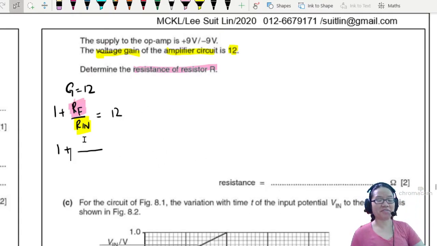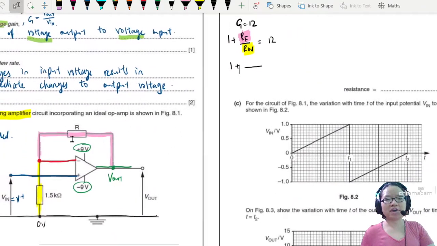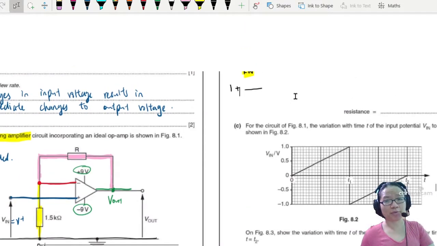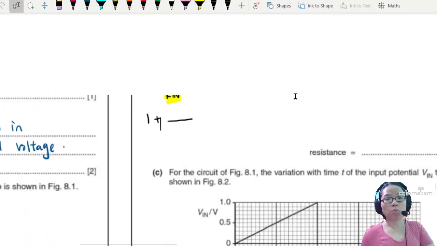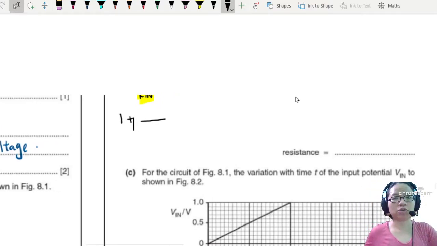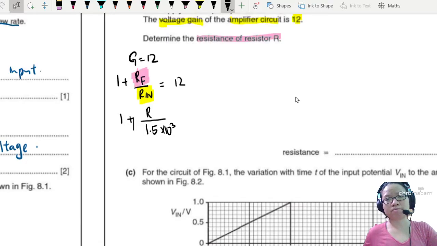So the Rf is the feedback loop. If we scroll back to this one, this Rf is this pink color one, the feedback loop. And the Rin will be the remaining one, 1.5. So I would take R divided by 1.5. Why is the equation like this? All this will be in the theory video. So I will take R divided by 1.5 kilo ohm times 10 to the power of 3.